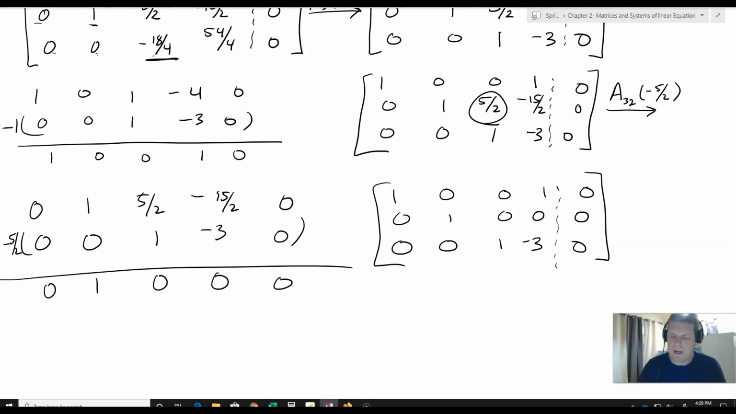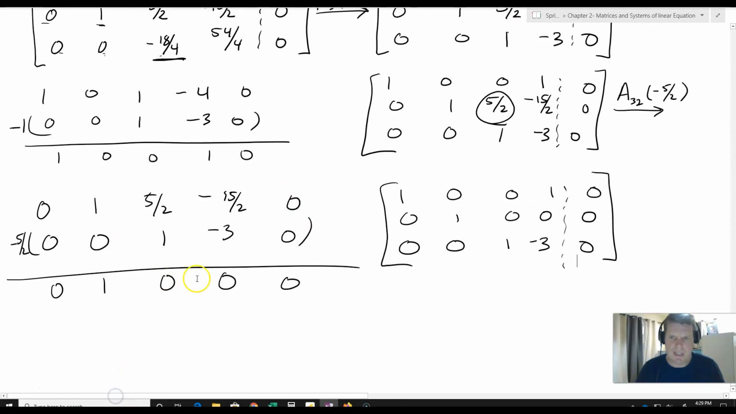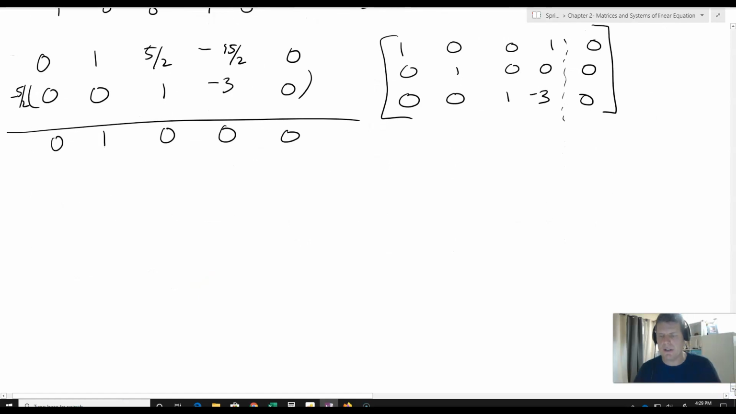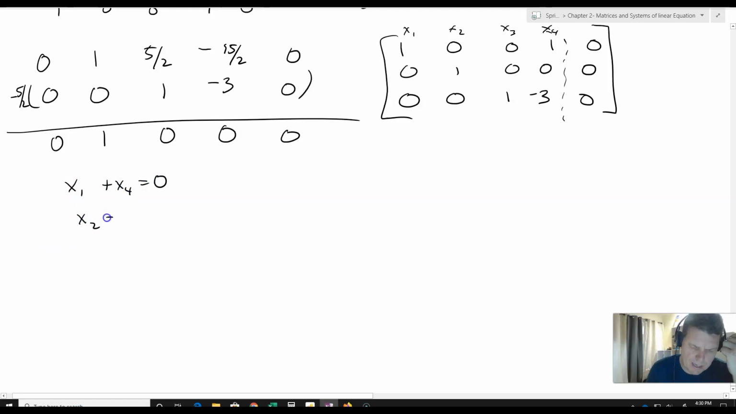Okay? Now what I want to do is transform this back into an equation. I can kind of shorthand it. I don't actually need to turn it into a matrix equation first. I can rewrite it as a system, knowing that this is my x1 term, this is my x2 term, x3, x4. Okay? So what we have here is x1 plus x4 equals 0. We have x2 equals just 0. And then x3 minus 3 x4 equals 0.